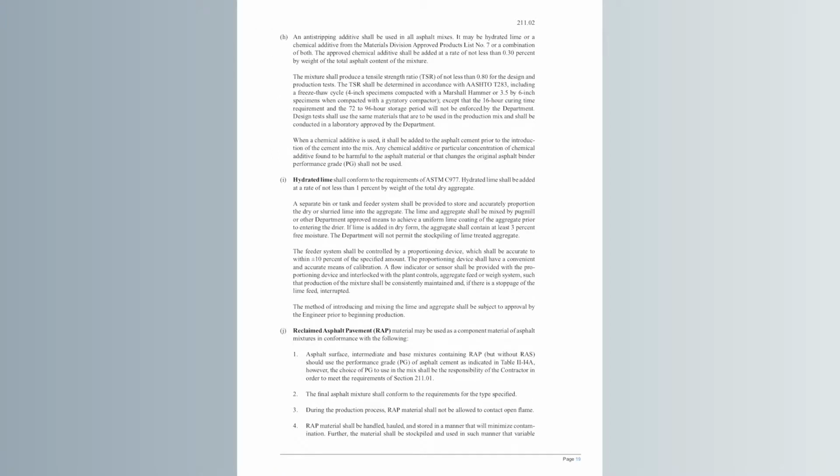In 211.02H, it talks about anti-stripping additives. You can use a chemical additive or you can use hydrated lime. Your anti-strip additive should be on a VDOT materials approved list. It's approved list number 7.